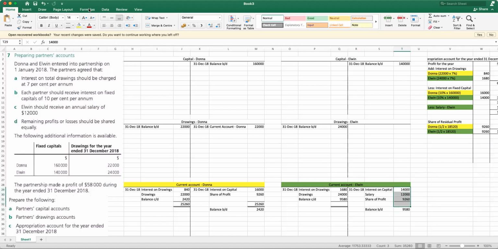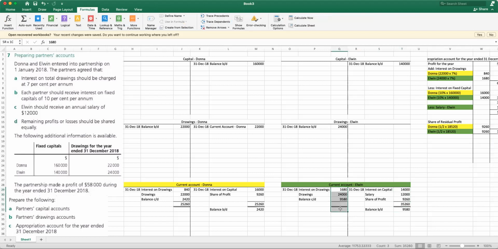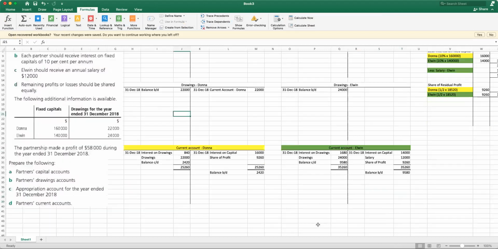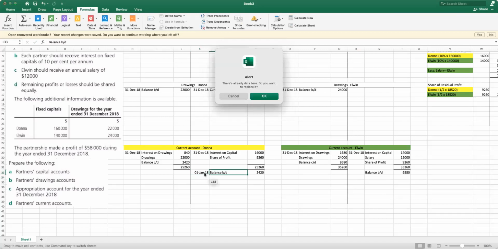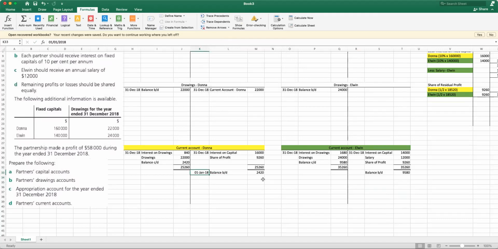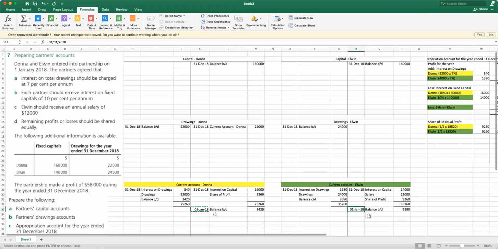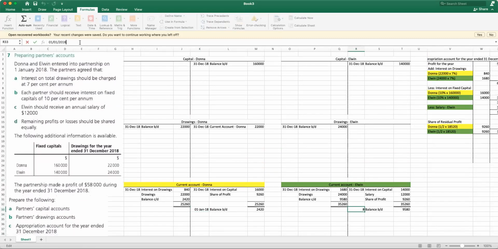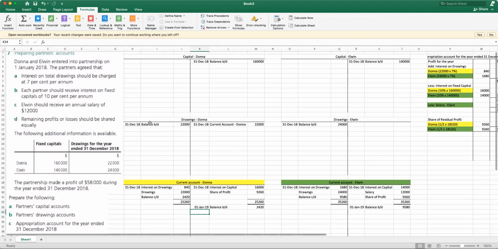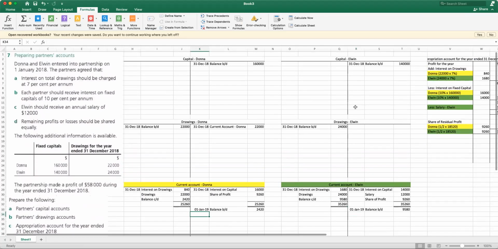And the sum here. And the sum here. And just put the date as 1st of January 2019, sorry. And that would be all.